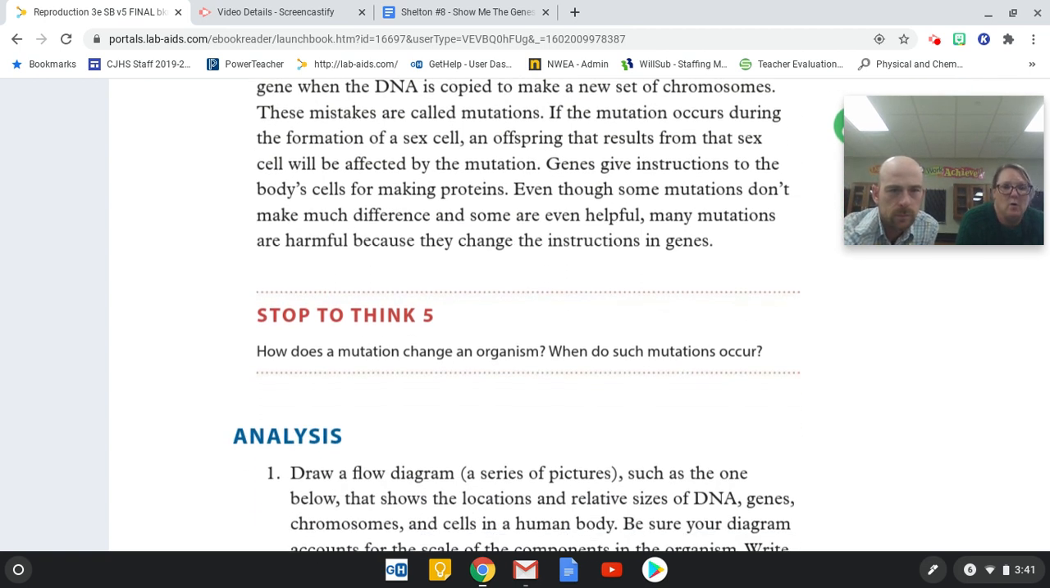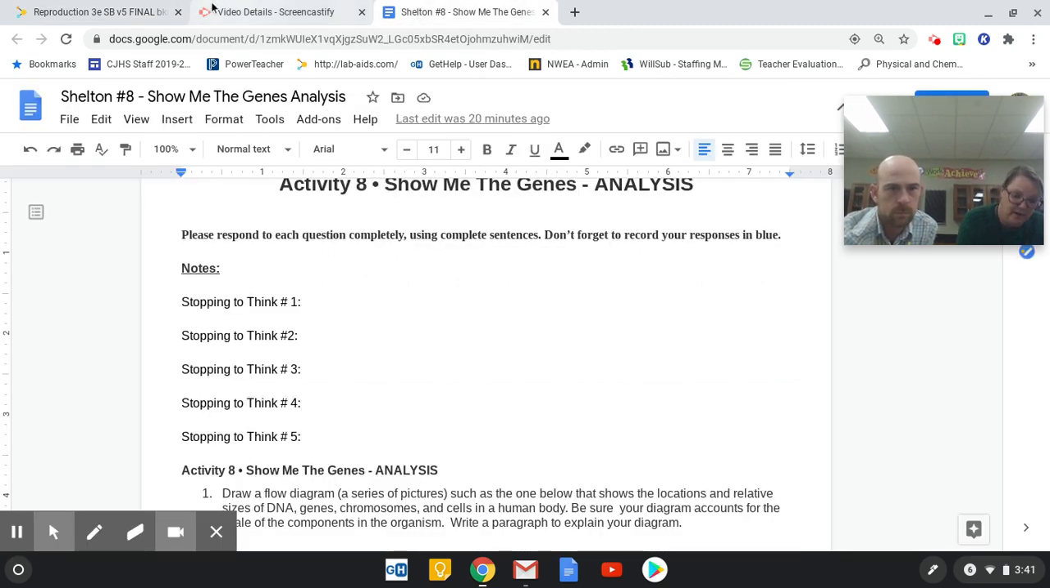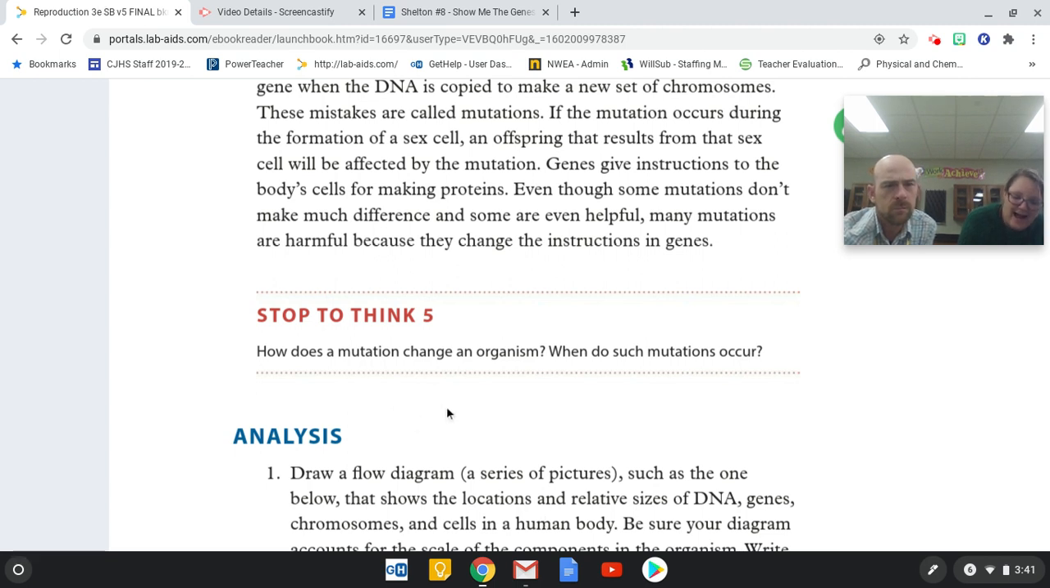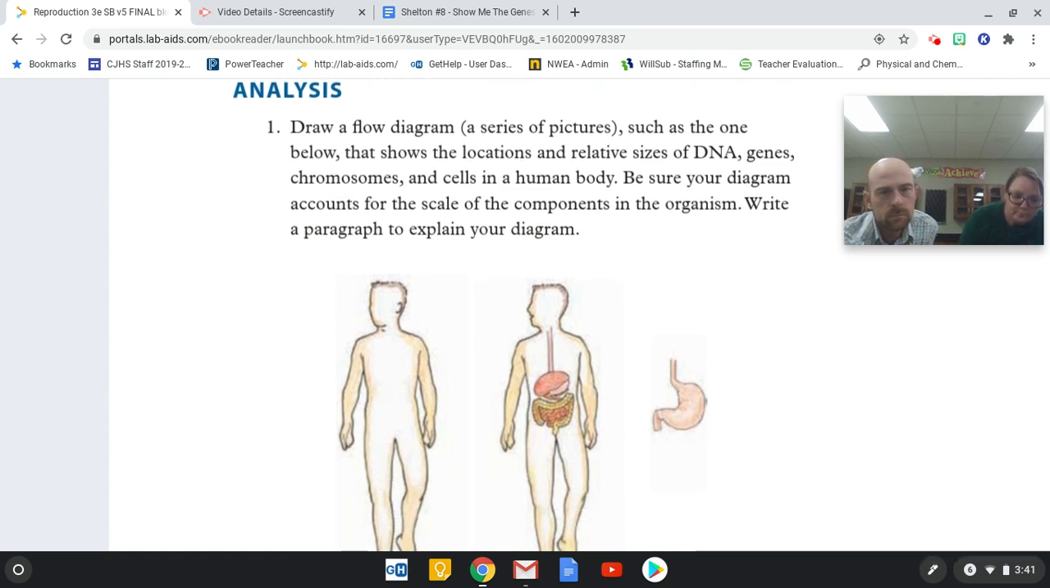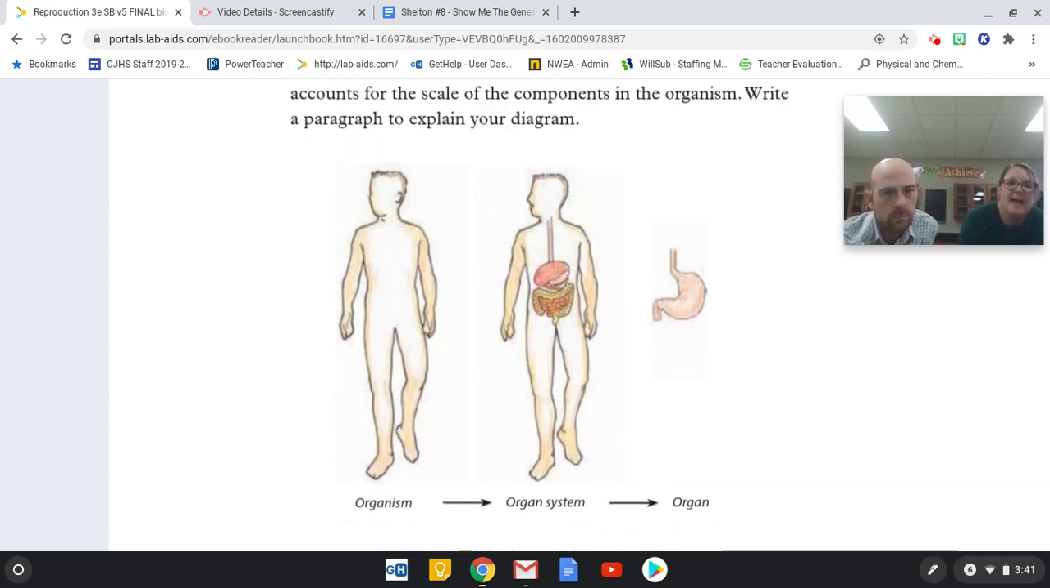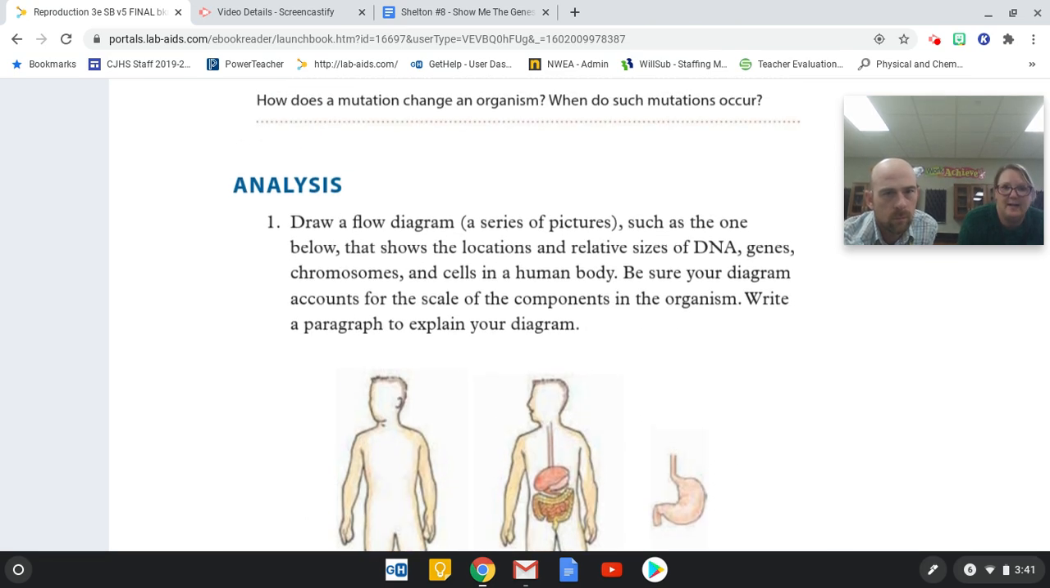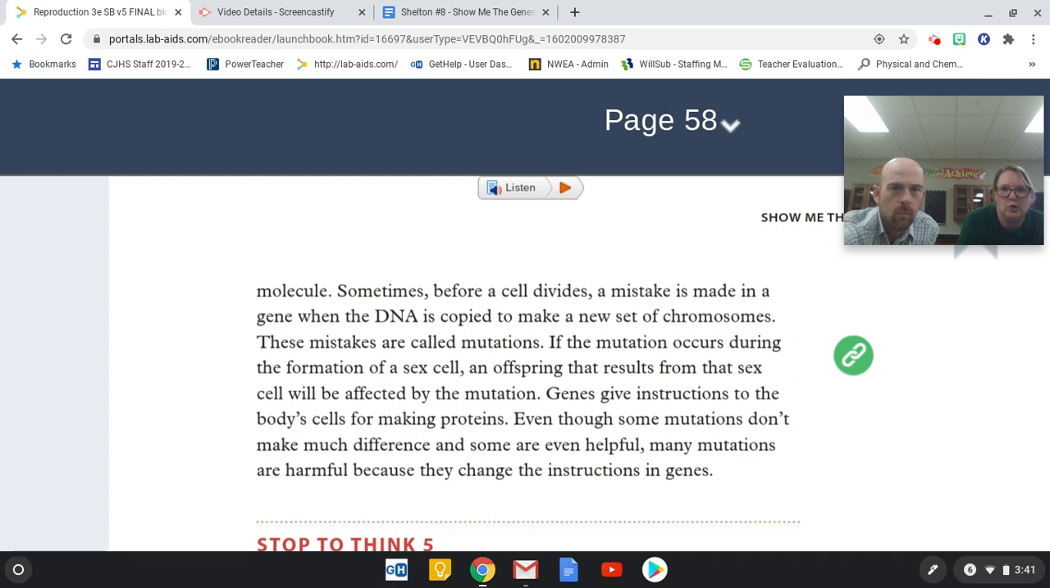So at this point in time, we're going to ask you to go back to your analysis document. This is your final stopping to think question. And it asks this: how does a mutation change an organism? When do such mutations occur? Please notice there are 2 questions, which means you should have 2 sentences as a response, okay? 2 responses, 2 sentences to the 2 questions. All right? When you're finished with that, you're then going to move on to the analysis questions. There are a total of 3 analysis questions. However, you are only responsible for answering analysis questions 1 and 2.